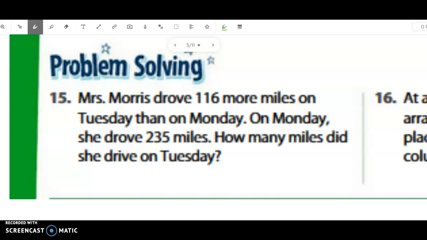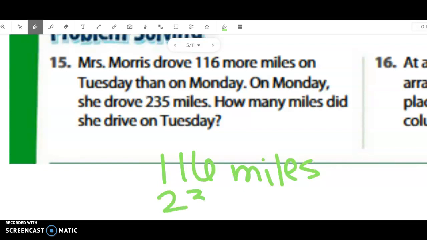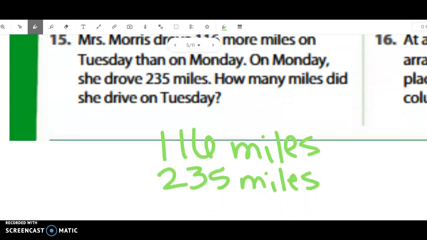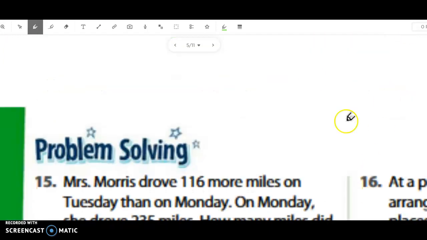So we're looking for how much they were added together. So we have 116 miles and 235 miles. All I'm going to do is get that set up for you, and you will have to find the sum, the answer to the addition problem. After you have finished all of your problems, these 4 and number 16, you are finished with your math skill for today.